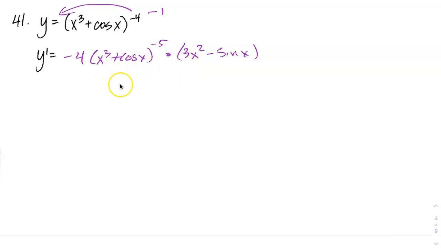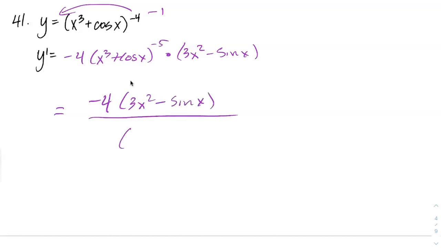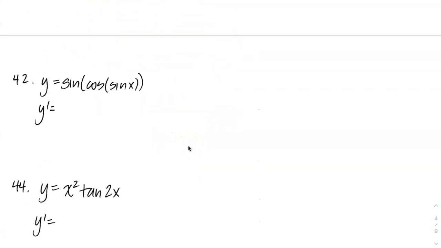Again, how does it look on a multiple choice? That wasn't the answer. Well, the negative 5 has to move down, so it looked like this actually. Negative 4 times 3x squared minus sine x over x cubed plus cosine x to the 5th. And if you don't see that, then they probably distribute the 4 inside. It'd be like negative 12 plus 4 sine. But something to this effect to look closer to the multiple choice.